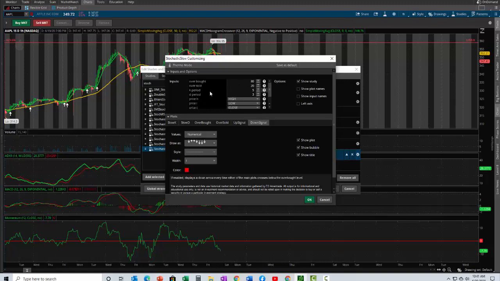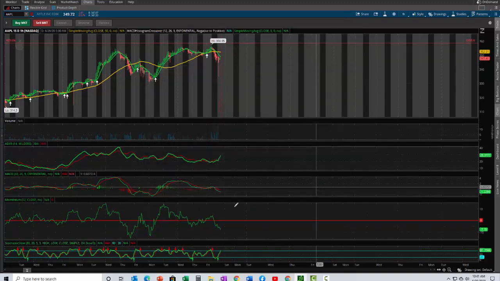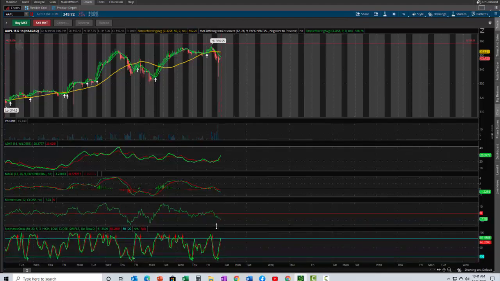So we changed K period to 5, D period to 3, changed our colors, and changed the breakout to represent on slow D, and let's apply and make sure that this is correct. We'll bring it up here. Okay, so green above, red. Okay, so what are our signals?